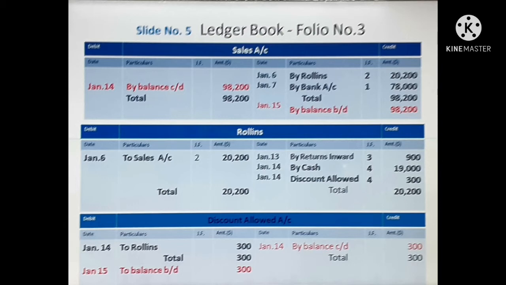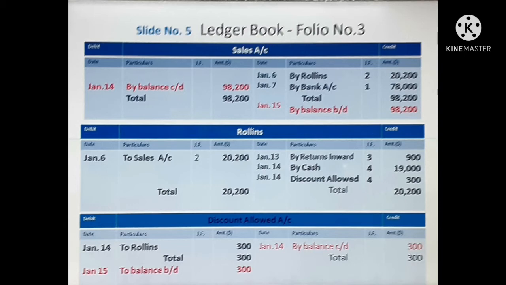Coming to Rollins account, it is a personal account of a customer. We sold goods to Rollins. Posting on the debit side, January 6 to sales 20,200. He has returned goods 900, that comes on the credit side. He has paid $19,000 cash, that comes on the credit side. We allowed him a discount of 300, that comes on the credit side. The account is settled. Where the account is settled, there won't be any balance to bring down. It's over.